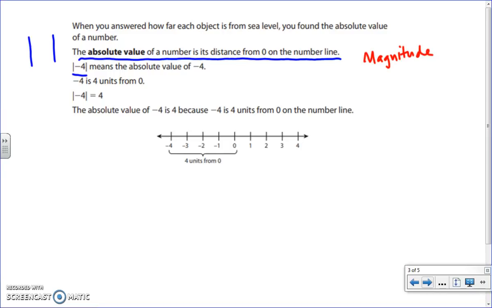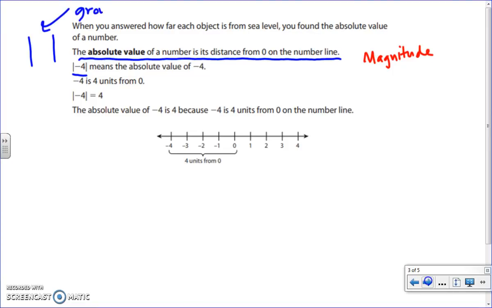So the first thing you need to think of is, what does absolute value mean? Okay, that means the distance from 0. The second thing you need to think is, well, how far is it from -4 to 0? And I know that is a distance of 4 from 0. Absolute value bars are a type of grouping symbol.